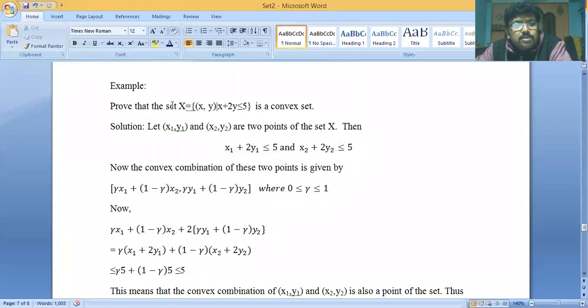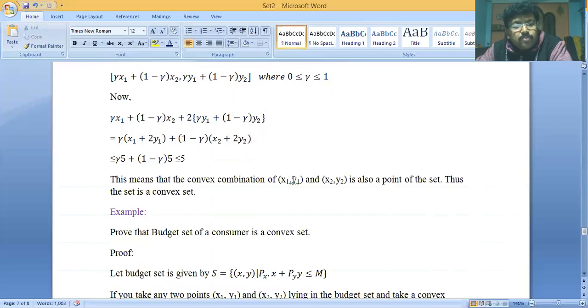So the problem is whether the set is a convex set or not, and we can prove it in this way.